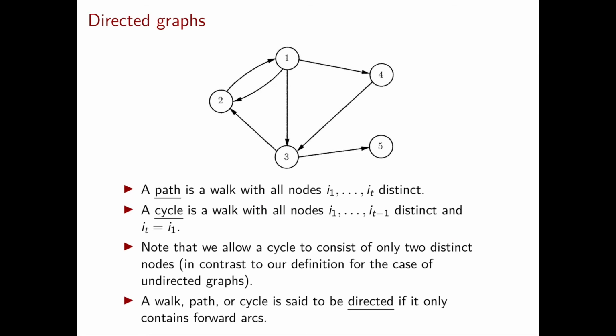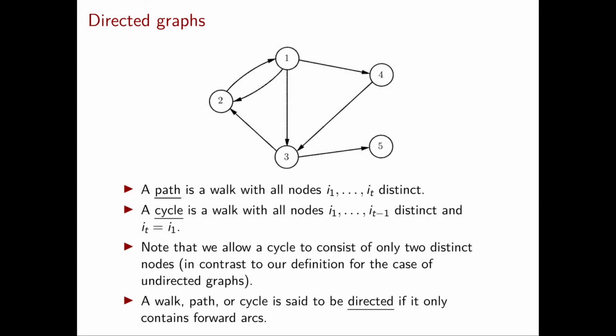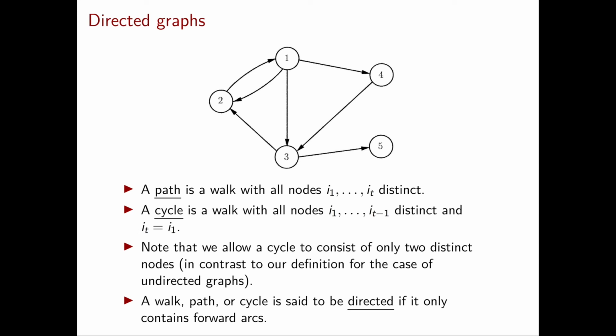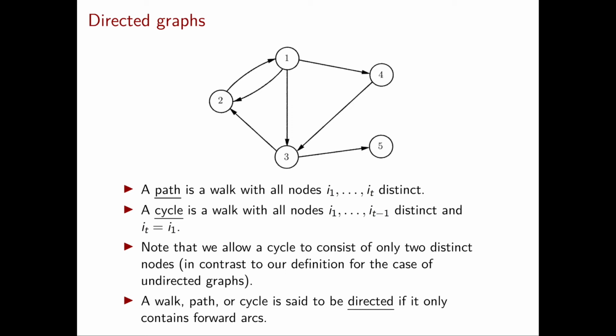In a directed graph, a path is defined as a walk with all distinct nodes. The example of walk that we just gave is also a path. Instead, a cycle is a walk where all the nodes but the last are distinct, and the very last one is equal to the first. Note that, as opposed to the definition of cycle for undirected graphs, here we don't require to have at least 3 different nodes. So in principle, we could also have just 2 different nodes.